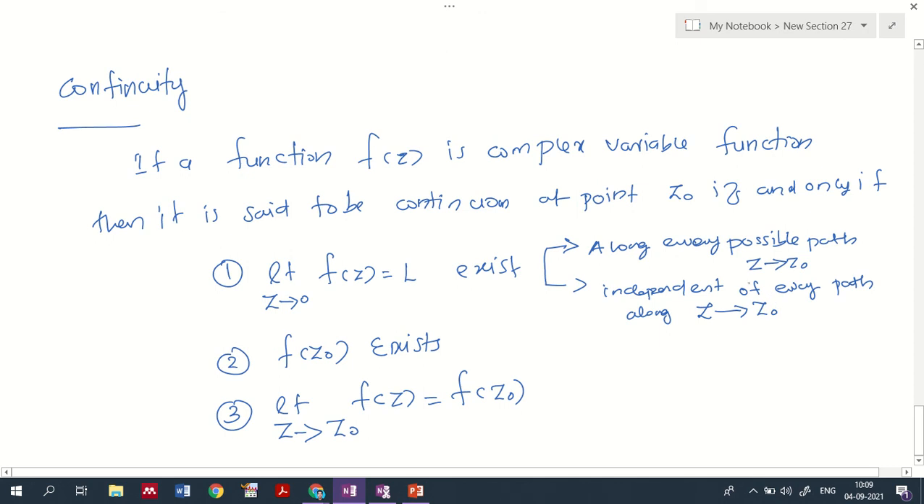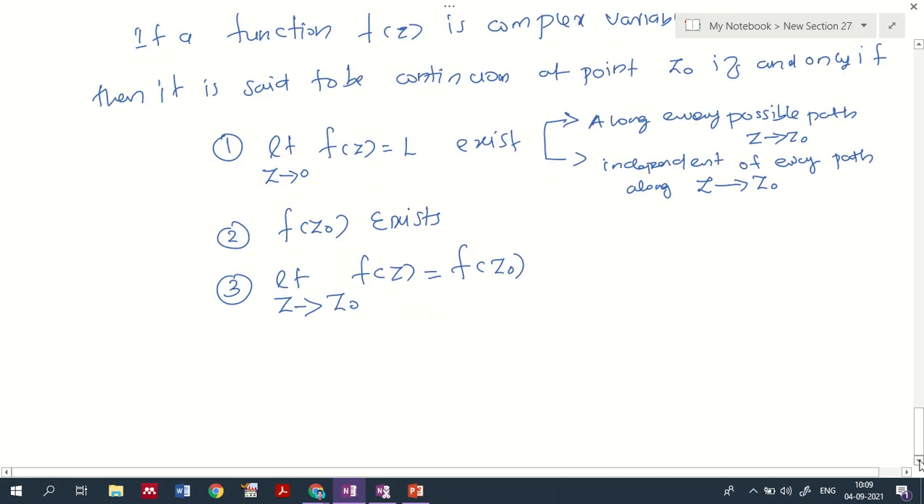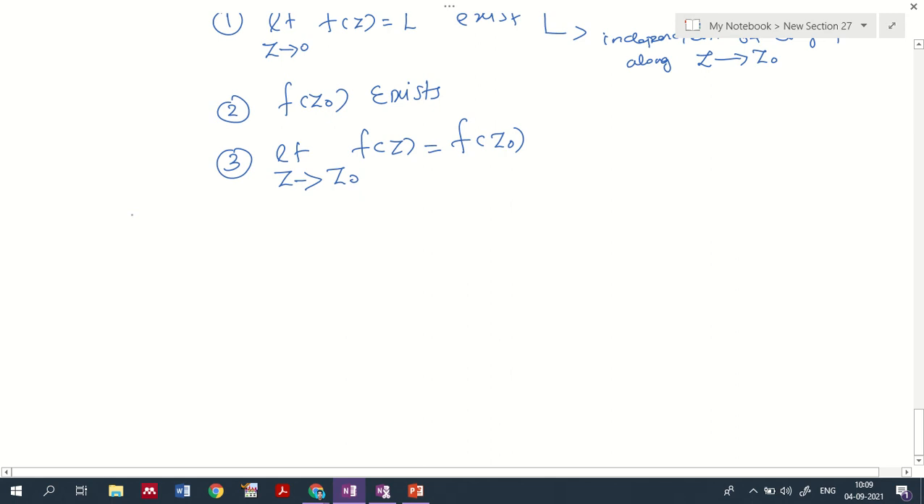And now, we already said how we check continuity: the limit should exist and f of z0 should exist. How do we check whether f of z0 exists or not? For that you have to take limit z tends to z0, f of z equal to f of z0. Okay, so you have to give the value corresponding to that. So now let me introduce two functions here.